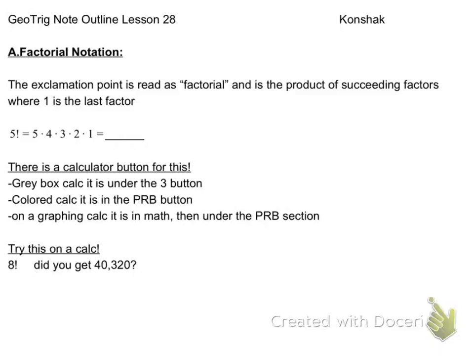5 times 4 is 20, and 20 times 3 is 60, times 2 is 120, times 1, so it's 120. And that's as easy as it can be. That's not the whole lesson. Now, we also have this really cool button on our calculator that can do that for us.